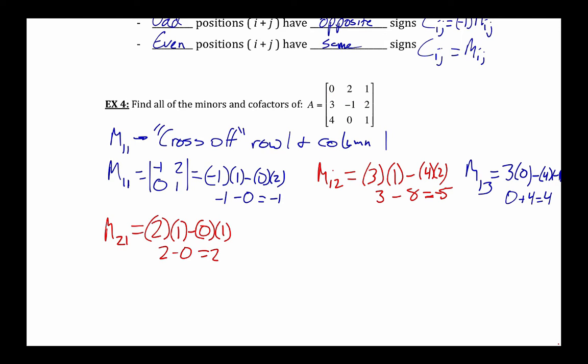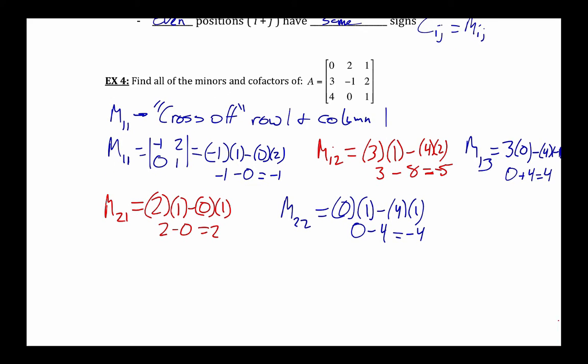Moving on to m sub 2, 2. We're essentially crossing off row 2 and column 2. So, using the numbers we have left there, we got 0 times 1 minus 4 times 1. So we got 0 minus 4, which gives us negative 4. And then for the final one in that row, we're going to cross off row 2 and column 3. So we got m sub 2, 3. We're left with 0 times 0, not too bad, minus 4 times 2. So we have 0 minus 8, which gives us negative 8.